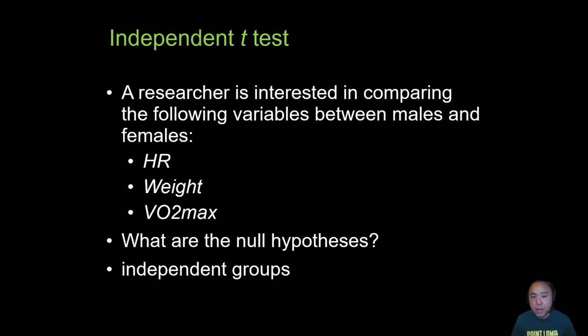What are the null hypotheses, and that is plural, in this example? Correct. There is no difference in heart rate between males and females, no difference in weight between males and females, and no difference in VO2 max between males and females. Another way to think of it is that sex has no effect on heart rate, weight, or VO2 max. That's probably a simple way to describe the null hypothesis. We're using independent groups, obviously, because one group is males and another group is females. So let's take a look at it in RStudio.